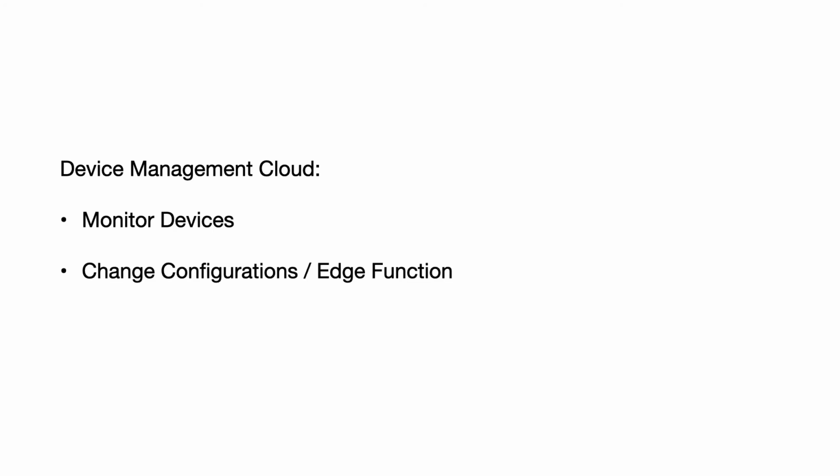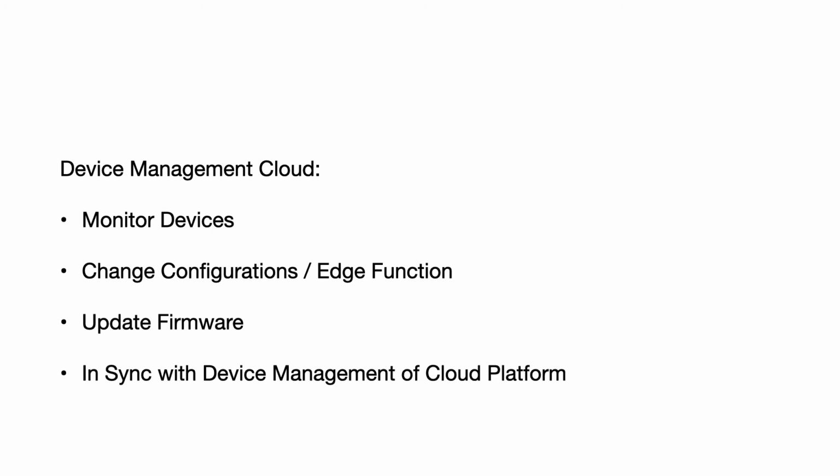From there, it can all be managed through the CloudRail Device Management Cloud. So you can monitor all devices, including the connected sensors and OPC UA servers. You can change the configuration. You can change edge functions if you want to. You can update the firmware, so remote firmware update. It's also super important, especially regarding security. And this is all in sync with the device management functionality of your cloud platform. So in this example, all devices you add here also appear in the device management section of AWS.